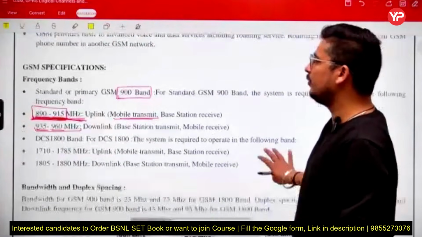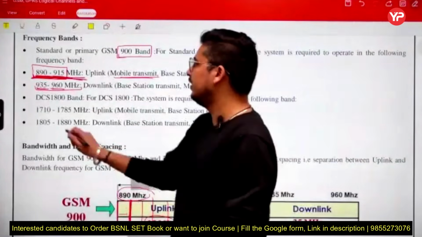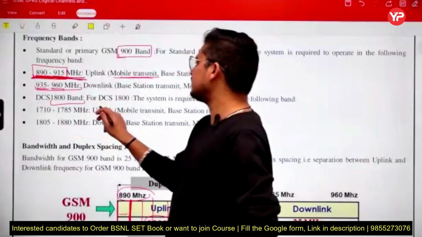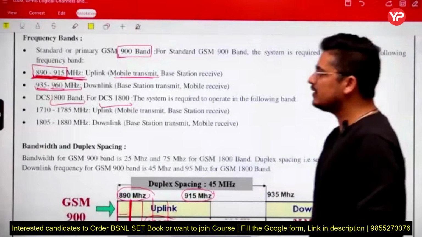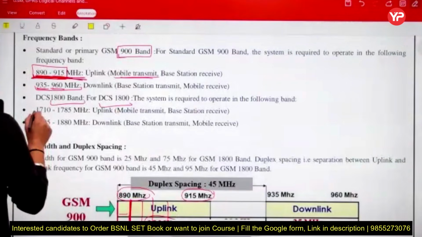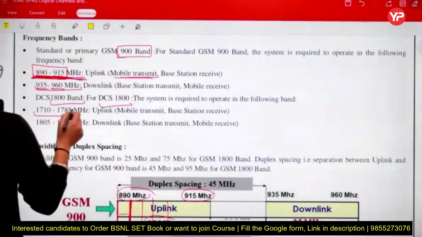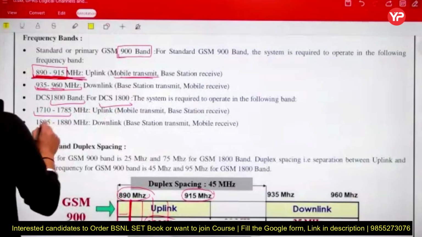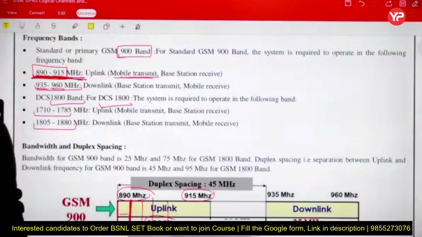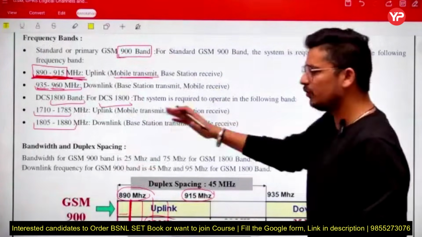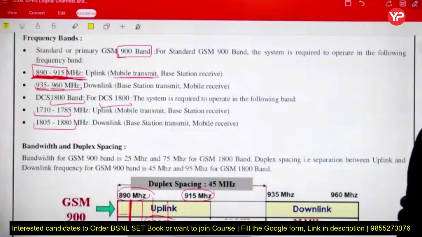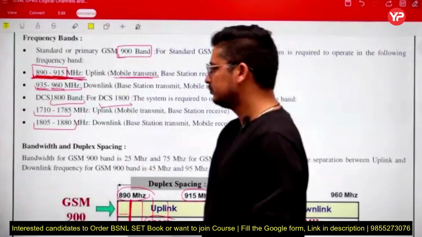And if you are going for the DCS 1800 band system, the uplink frequency will start from 1710 to 1785 megahertz for uplink, and for downlink we have 1805 to 1880 megahertz. Is that clear? What is uplink frequency and downlink frequency, or should I repeat that?